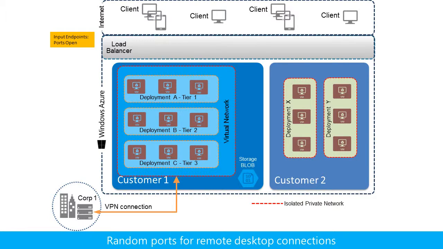As another example, an input endpoint allows RDP traffic to a randomly determined TCP port and maps it to the well-known port for RDP traffic to the virtual machine. This allows remote administration of the virtual machine without opening the well-known RDP port to the internet. Windows Azure automatically configures endpoints to allow remote desktop and remote Windows PowerShell connections.